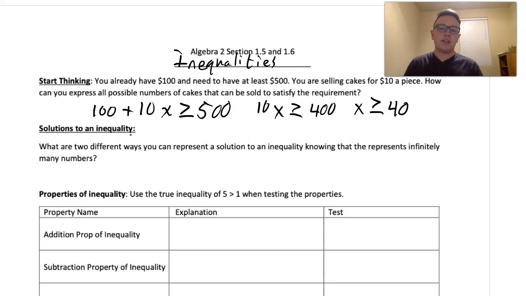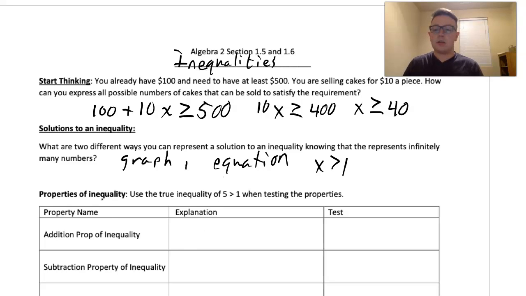All right, solutions to inequalities. What are the two different ways we can represent solutions to inequalities, knowing that there's infinitely many solutions? Well, we already know one way to represent infinitely many solutions. Think about a line. All a line is representing is infinitely many solutions. So a graph would work. We could also represent it with an equation, right? Just like x is greater than 1.